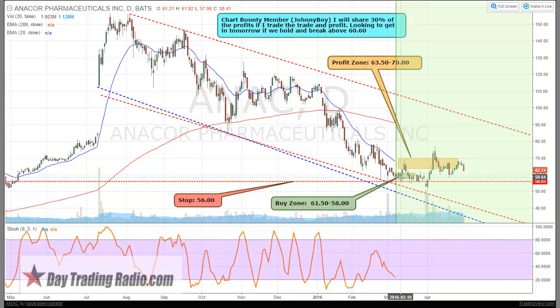We moved right up into that 66 area. That was a great trade, and it pulled back down. But that's after the profits were taken on this. And there was another setup here. There was another big divergence setup in here.